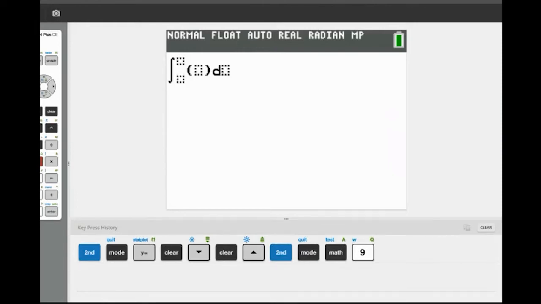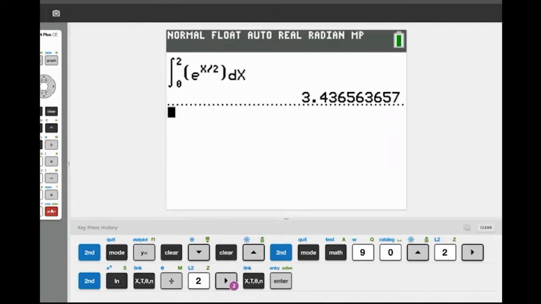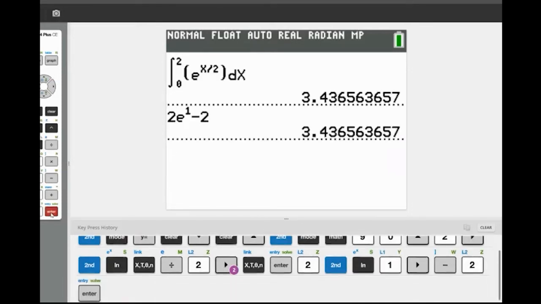Okay. Now, what's cool about this is it's a template for exactly the equation that we were looking for. So put a 0 in there, put a 2 in there, and then we're going to do e to the x over 2. And then we're going to put an x there, hit enter, and you get that. Okay. Does anybody want to bet if this is 2e minus 2? Very good. Boom. Okay. So that's one way of doing this.